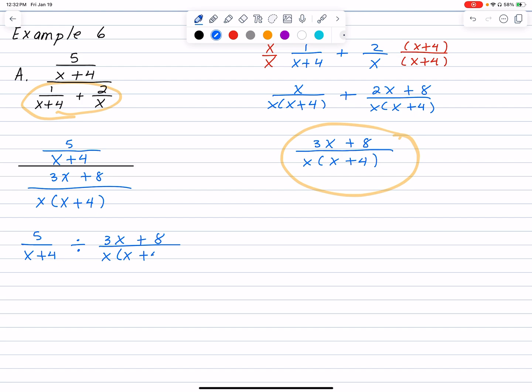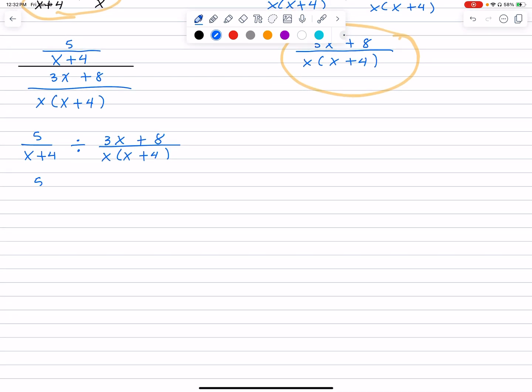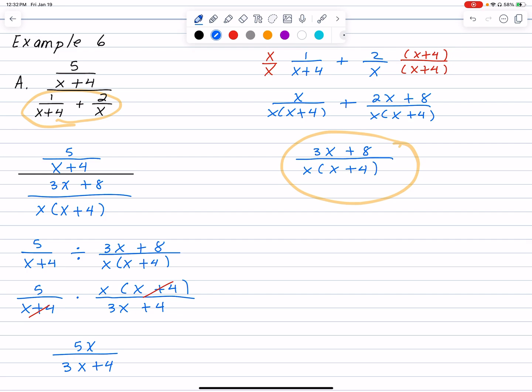From there, we're back to stuff we've already done, right? We can turn that into multiplication by flipping the second fraction. We can then cancel out any common factors, and we can do our multiplications. So in the end, we're going to be left with, in the numerator, 5x, in the denominator, 3x plus 4. And that's it. That's how you simplify complex fractions.